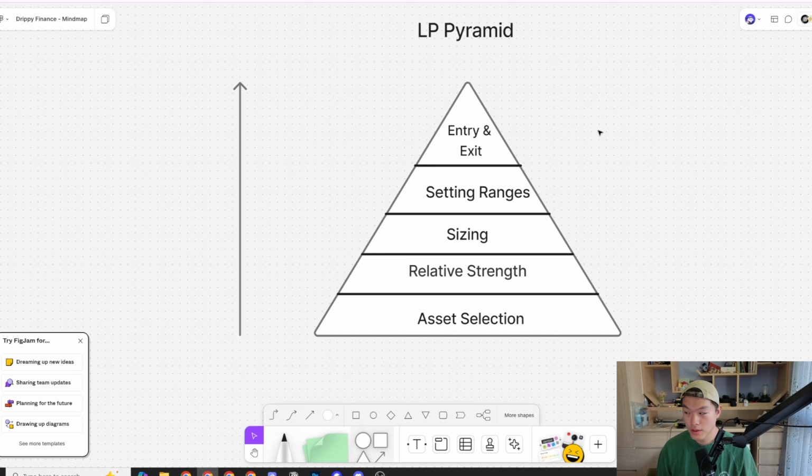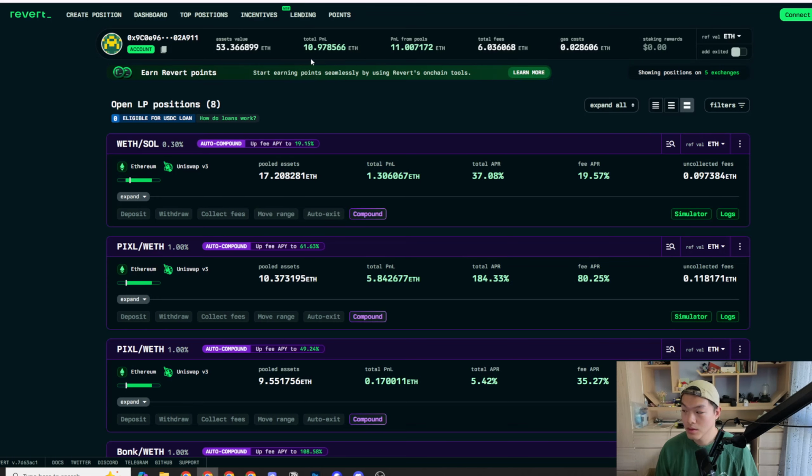What's up, guys? Today we're talking about how to maximize profit and decrease risk for liquidity pools. And by implementing a process that I use, hopefully I can help you with that. Before we begin, here's a quick update on my portfolio.